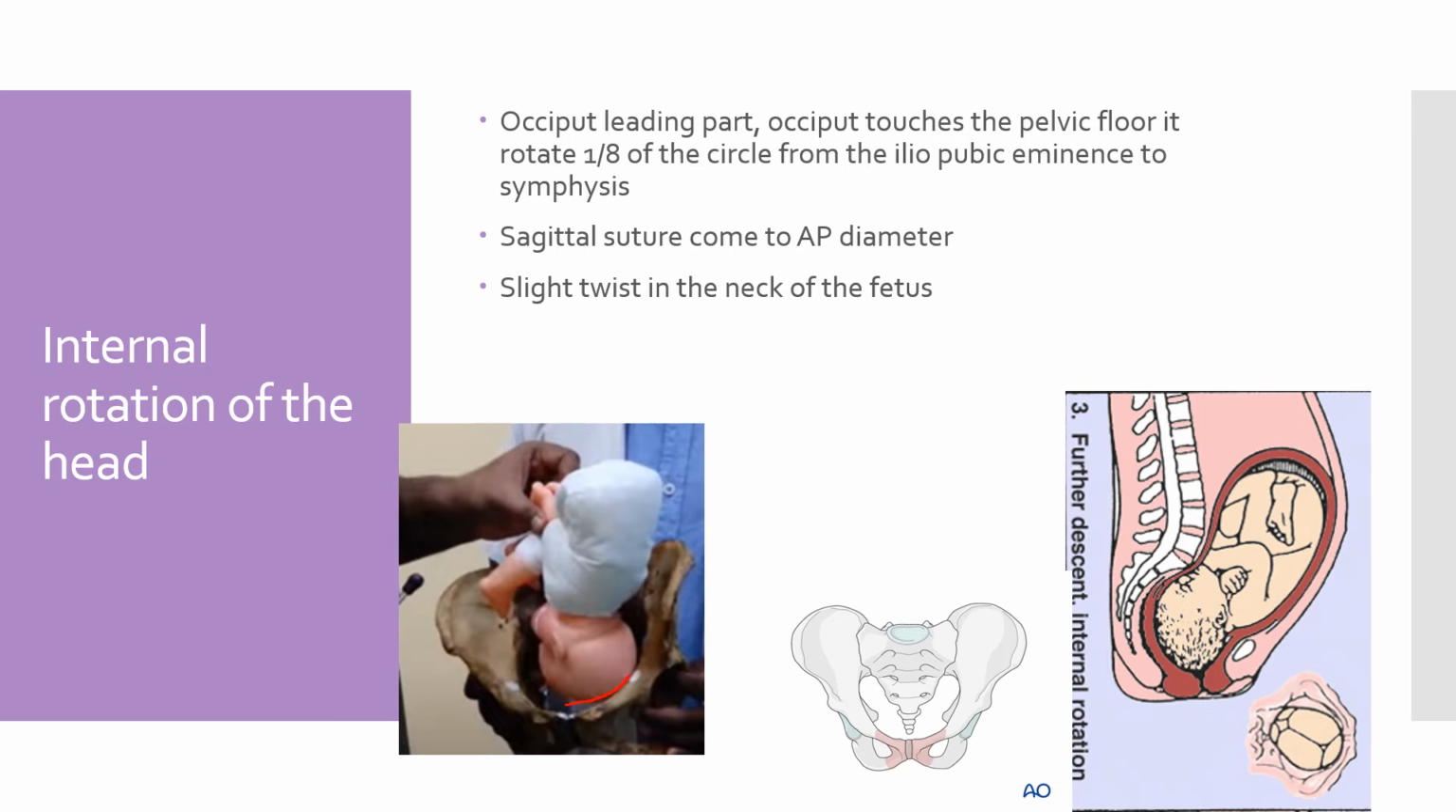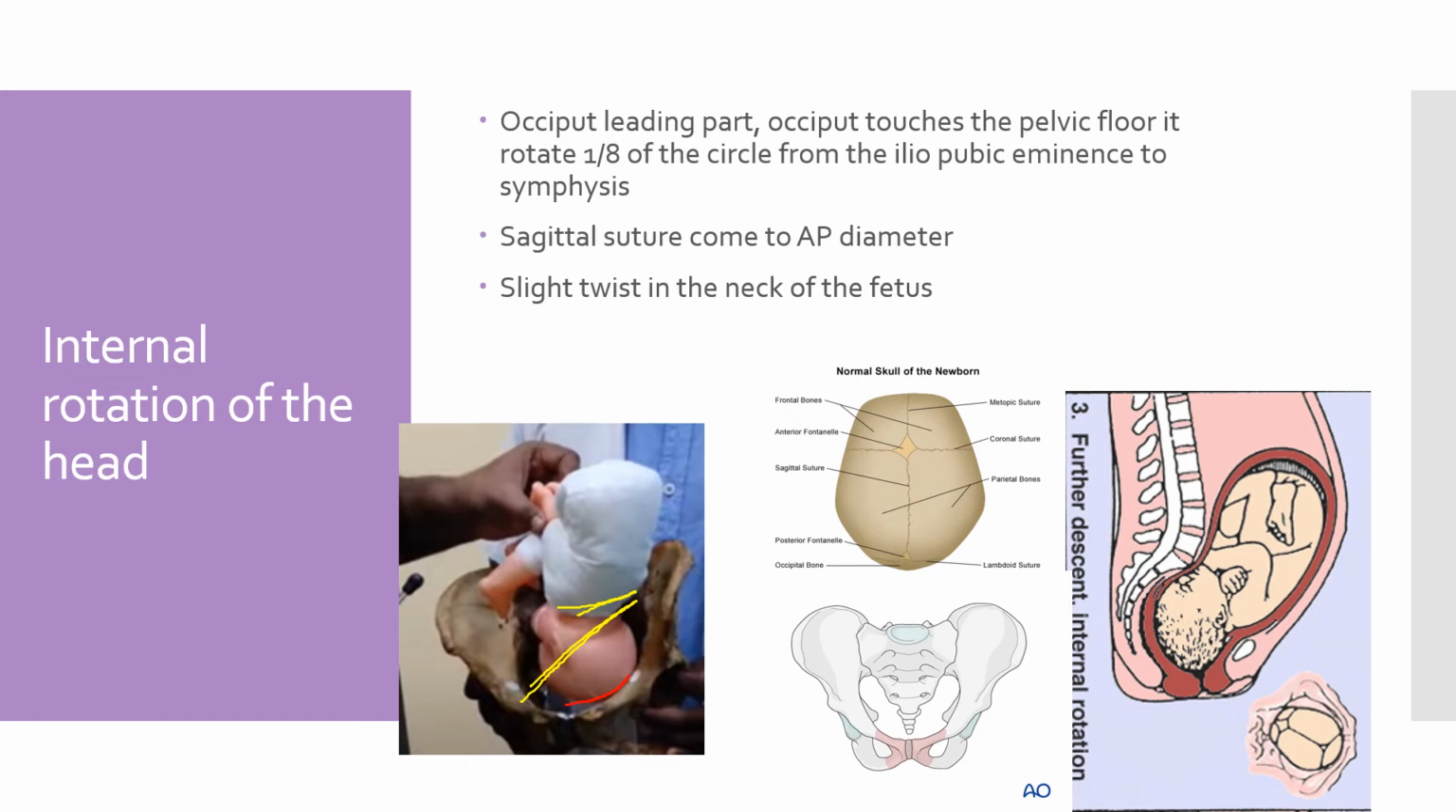The shoulders are in the left oblique diameter. Here these shoulders are in this left oblique diameter. Then the sagittal suture is in the AP diameter. Sagittal suture means, this one is the sagittal suture. So this sagittal suture is almost here. When the head is rotated from the iliopubic eminence to the symphysis pubis, the sagittal suture comes to the AP diameter. Hope this view might be clear for you.